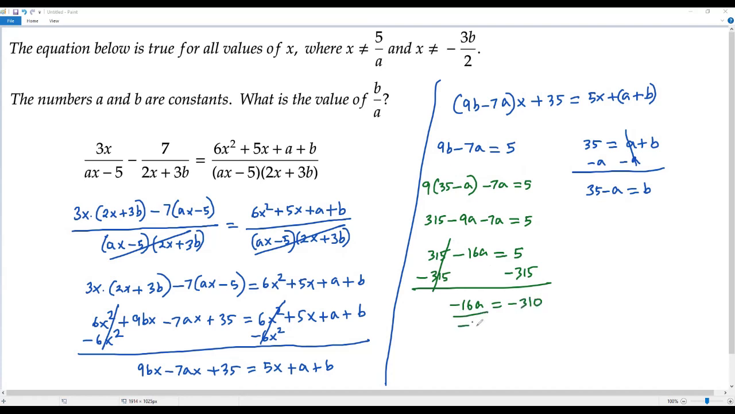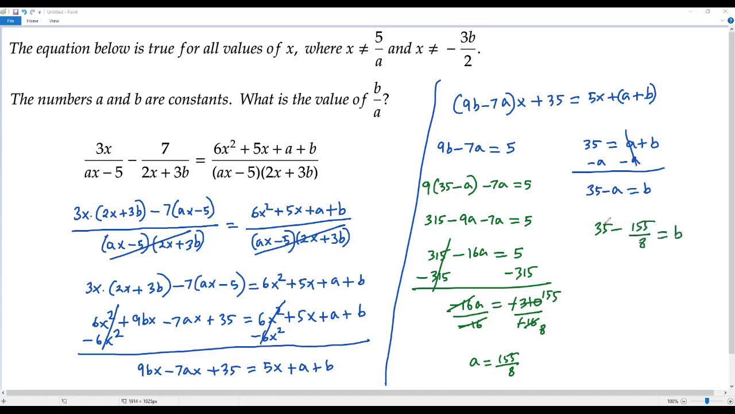Okay, now let me divide both sides of this equation by negative 16. The negative 16 will cancel out. Here negative will cancel out. And for 310 and 16, we have the greatest common divisor 2. 2 goes into 16 8 times and 2 goes into 310 155 times. Okay, here I got the value of a, that is 155 over 8. Now let me plug in this value for a over here to get the value of b. That is 35 - 155 over 8 equals b.